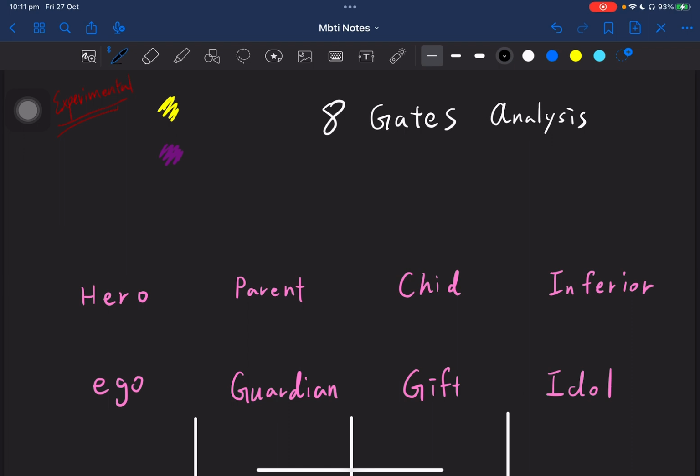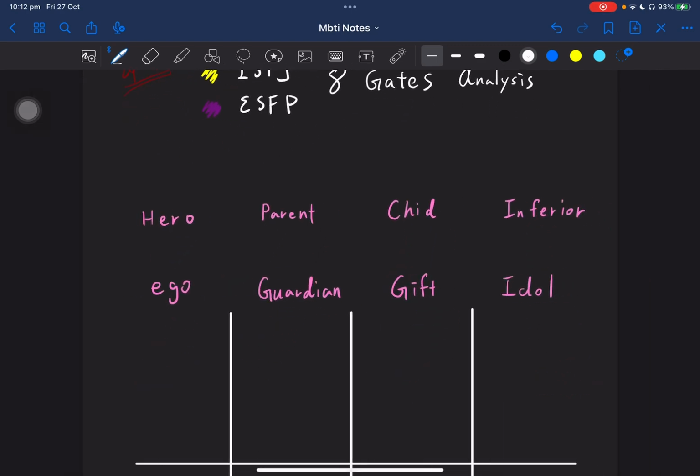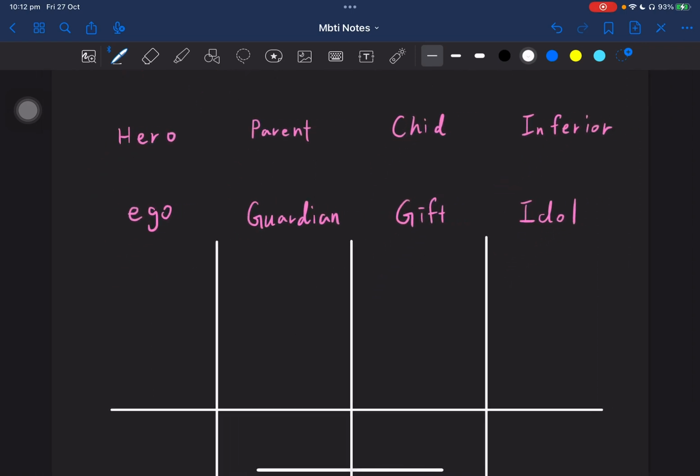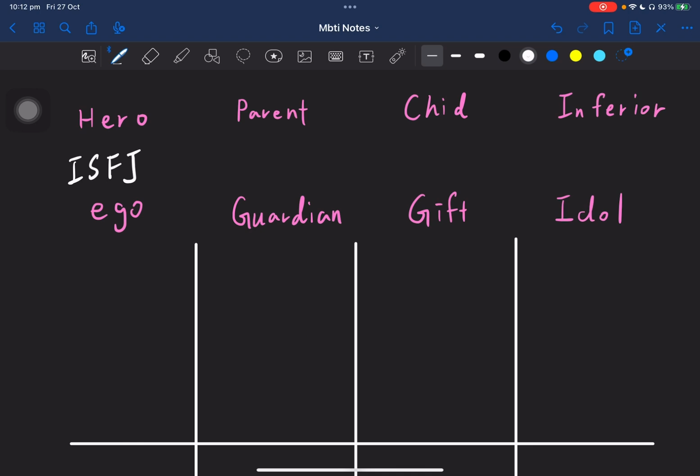So which type shall we do? I guess ISFJ. So ISFJ have ESFP shadow. So that means ego is ISFJ, and ISFJ have what? They have SI, FE.